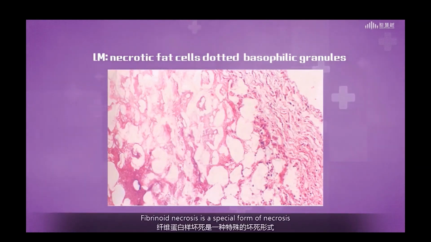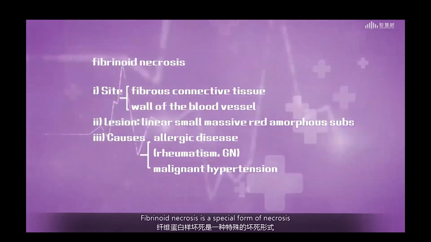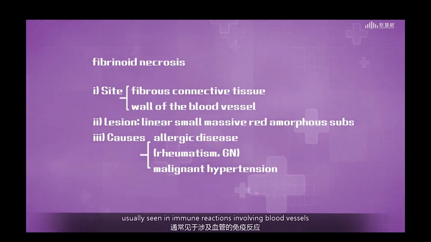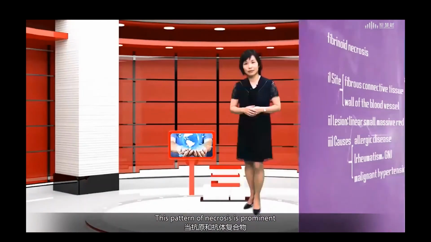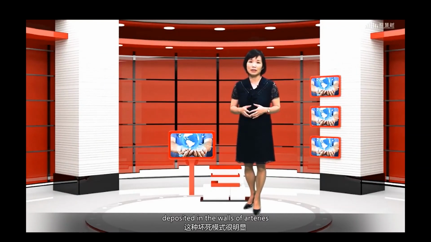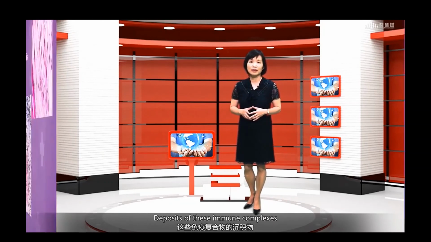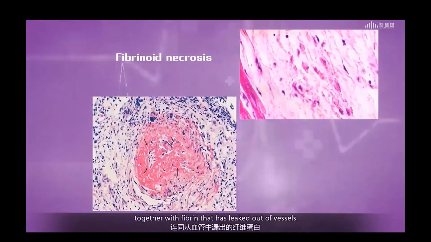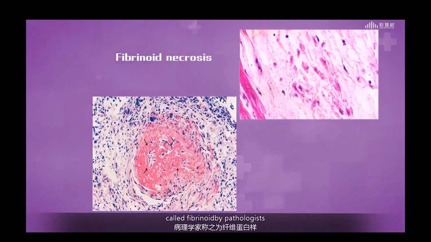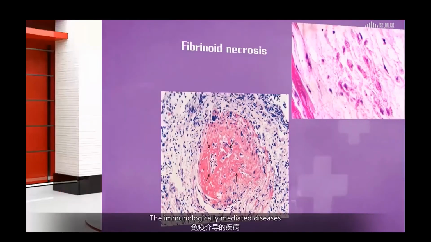Fibrinoid necrosis is a special form of necrosis, usually seen in immune reactions involving blood vessels. This pattern of necrosis is prominent when complexes of antigen and antibody are deposited in the walls of the arteries. Deposits of these immune complexes, together with fibrin that has leaked out of the vessels, result in a bright pink and amorphous appearance in H&E stains, called fibrinoid by pathologists.